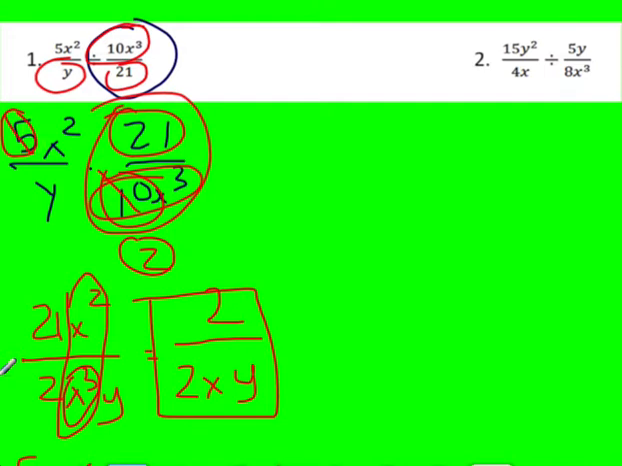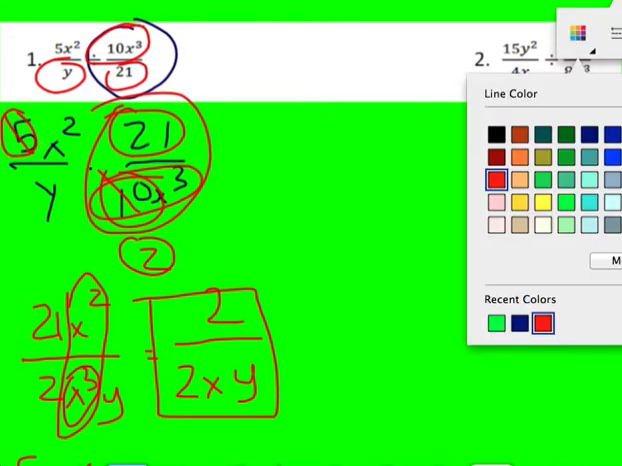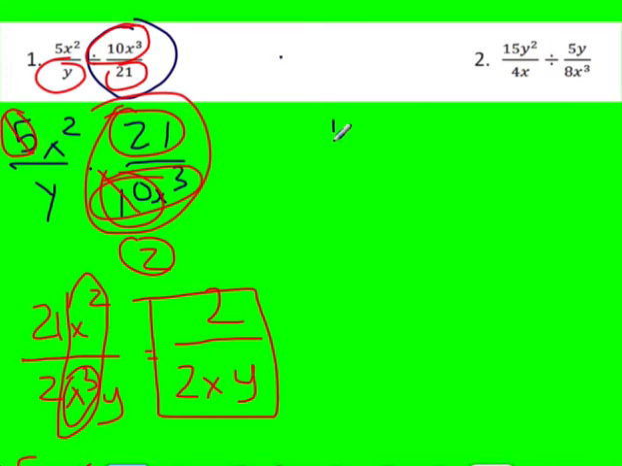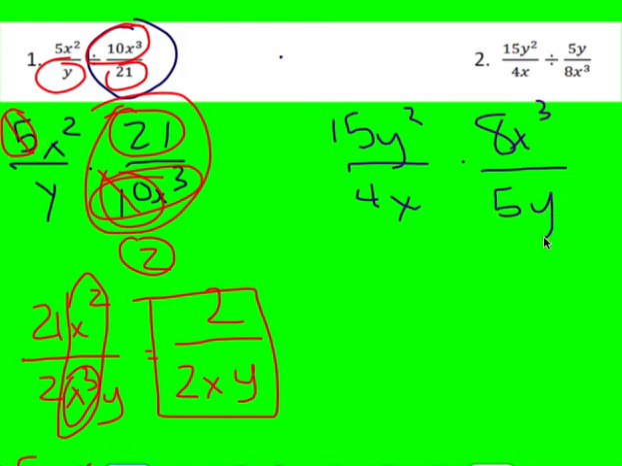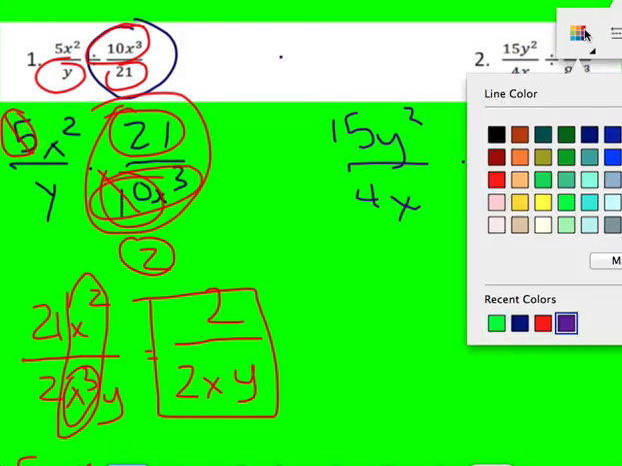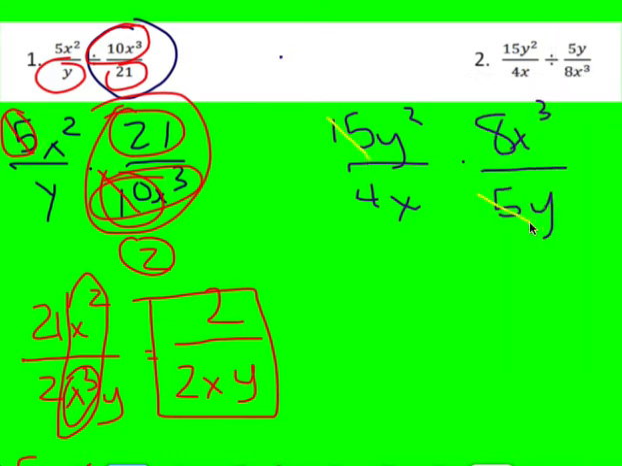I check, and I can't do any simplifying to start off with, so I'm just going to jump right in. I'm going to have 15y squared divided by 4x. Because that second fraction is being divided, I need to flip it. So 8x cubed is going to come on top, and 5y is going to go on the bottom. Now I can cancel some stuff out here, which is just delightful. I can cancel out this 15 with the 5. 15 divided by 5 is 3. 8 divided by 4 is 2. Since it's all being multiplied, we can go across the fractions to eliminate what we can.